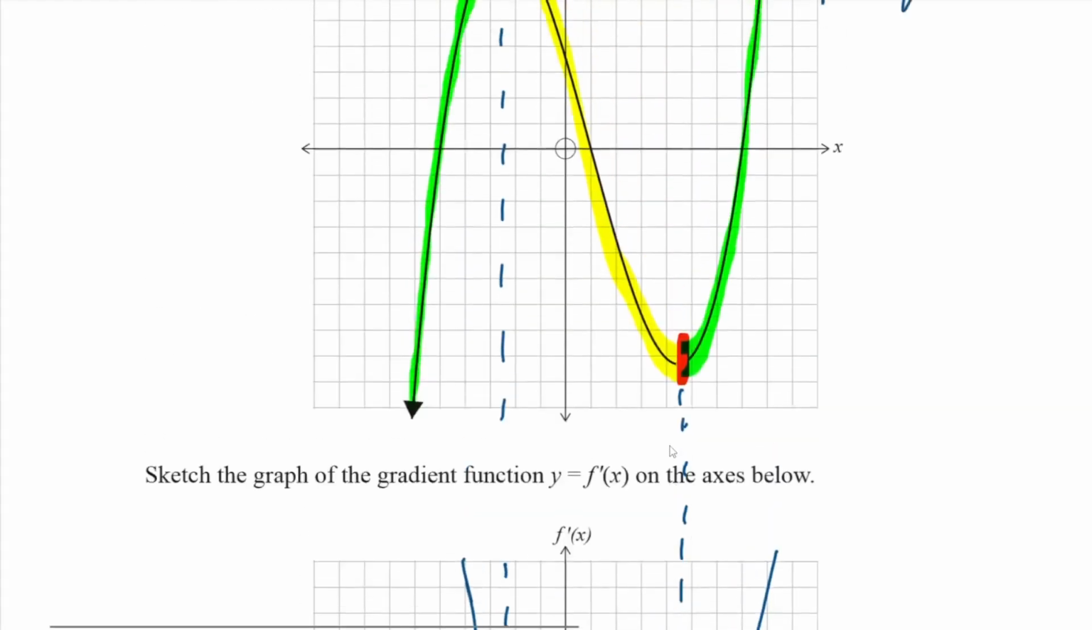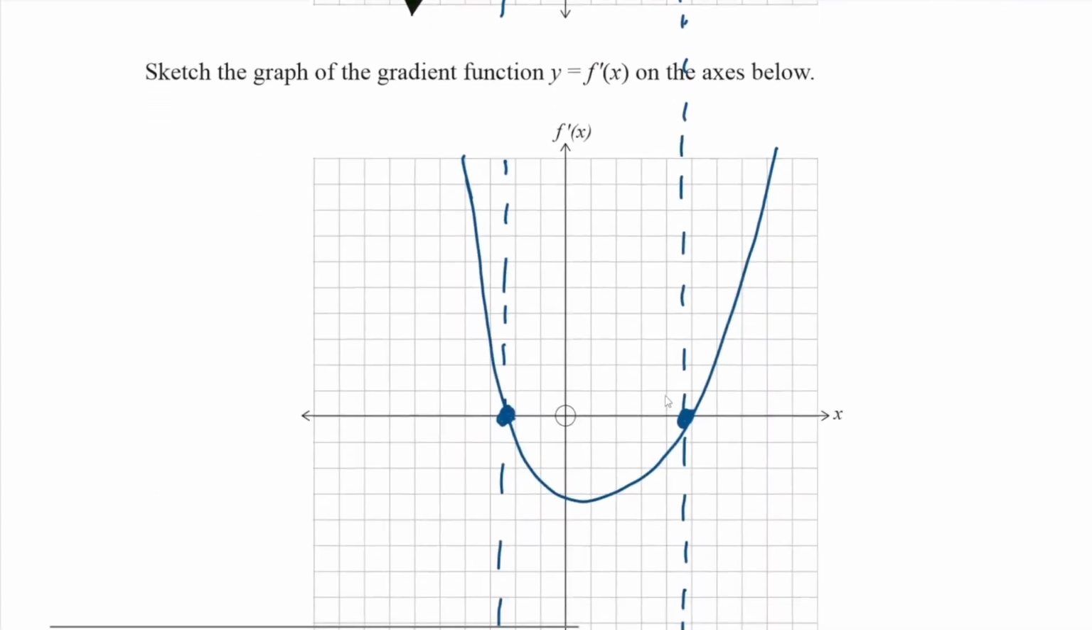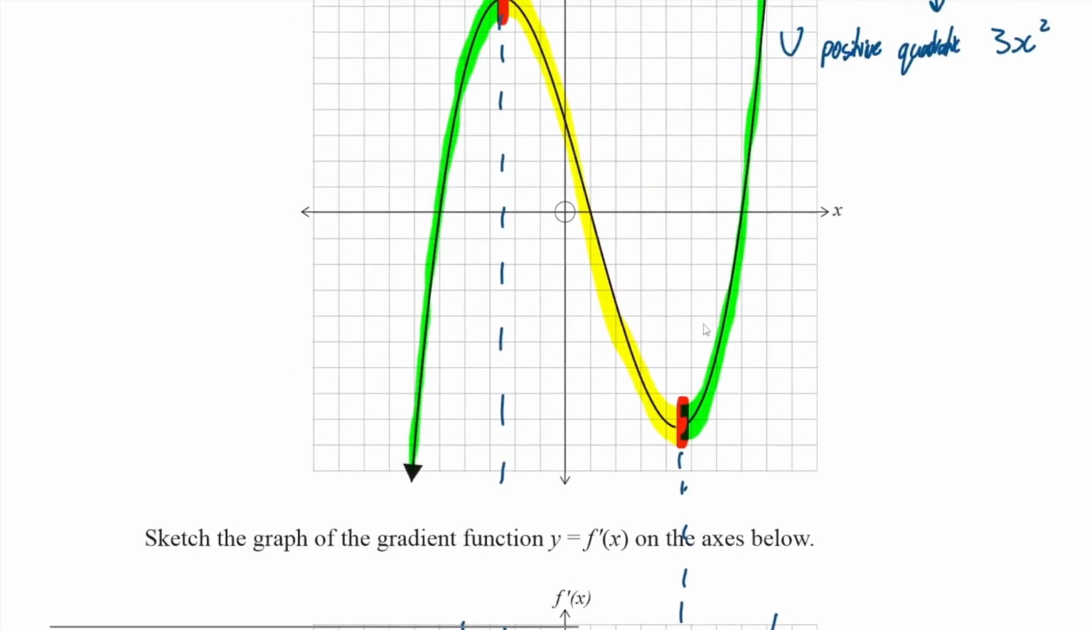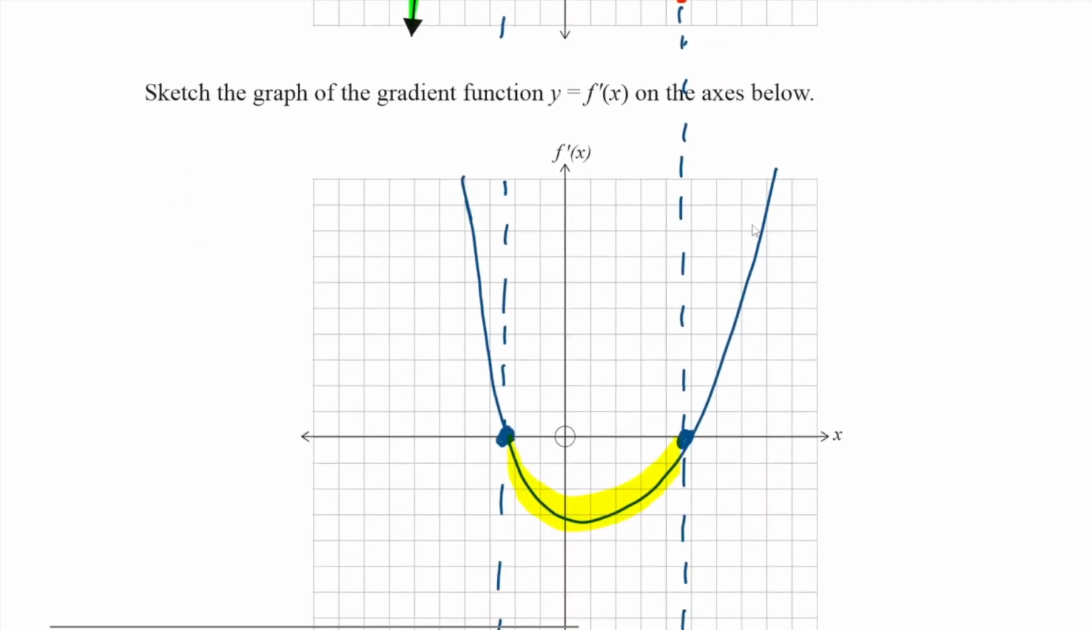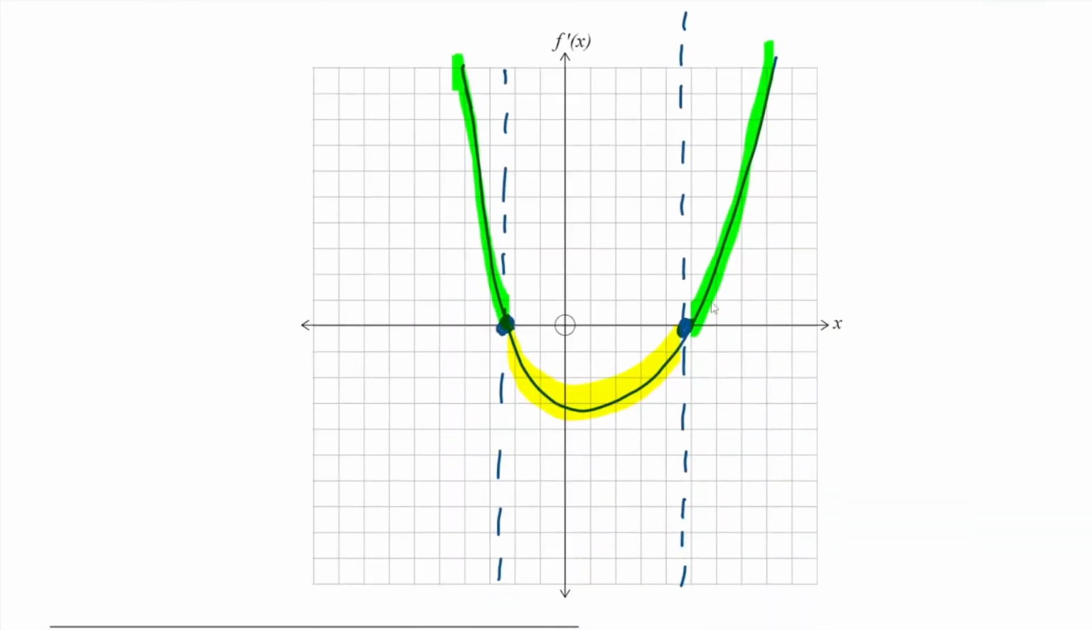Let's just check that this makes sense. So between the turning points, we expect the gradient to be negative. In other words, on our gradient function, all of these values should have a negative y value. They should be below the x-axis, which they are. And then either side of the turning points, the gradient is positive, right, the green section. So the y values should be greater than 0, above the x-axis. And finally, again, at the turning points, the gradient is 0, so they are the x-intercepts.